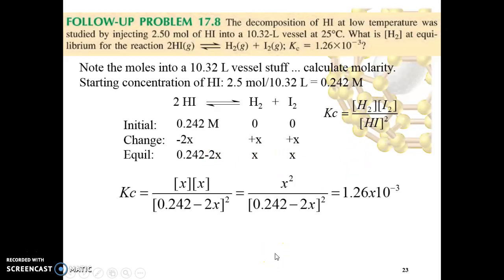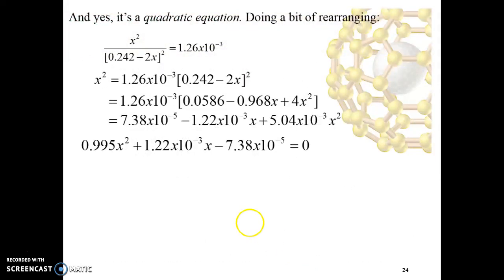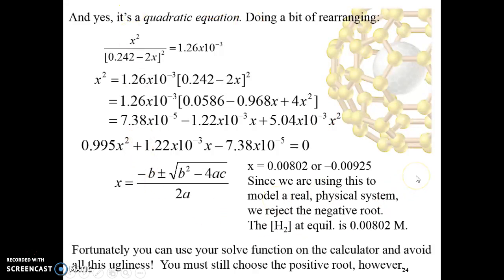So putting things into the equilibrium expression, I know what the constant is. What's the value of the concentration of I2 and H2? I have to solve for x. So here's where you've got the quadratic going in. So, yep, I'm going to have to do some rearranging. Fortunately for you, you don't have to go through all this work because you have the solve function. So you avoid all this ugliness, and all you have to do is remember to choose the positive root for your value.